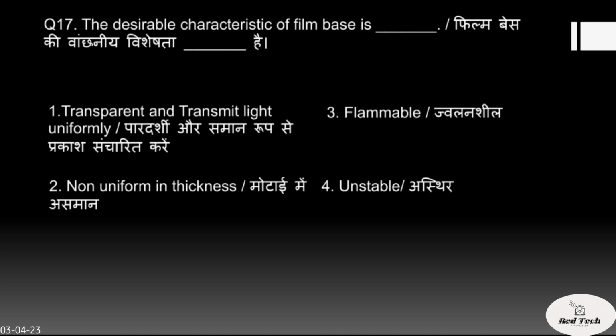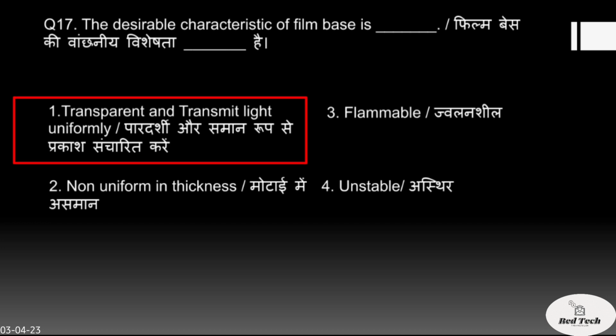The fourth option is unstable, but the film should be stable, so option 4 is incorrect. Now option 3, flammable. Our film should not be flammable, because if the film is flammable, it creates problems in handling and processing. Option 2 is non-uniform in thickness, but we need the film in a uniform thickness. So the right answer is option number 1, transparent and transmit light uniformly.